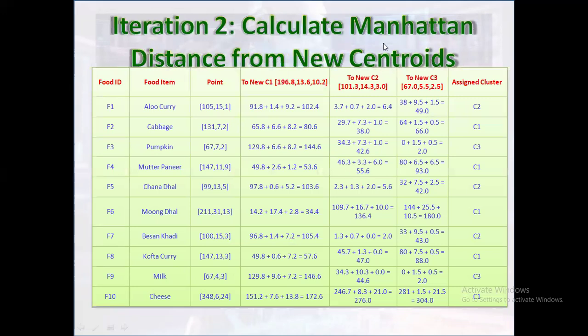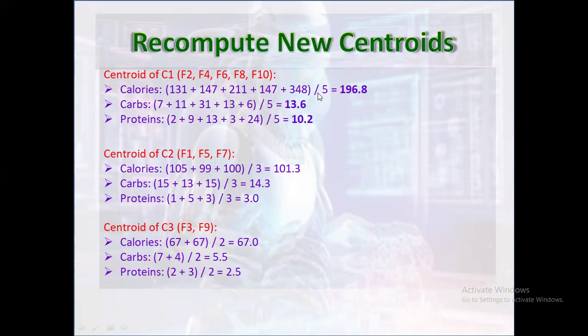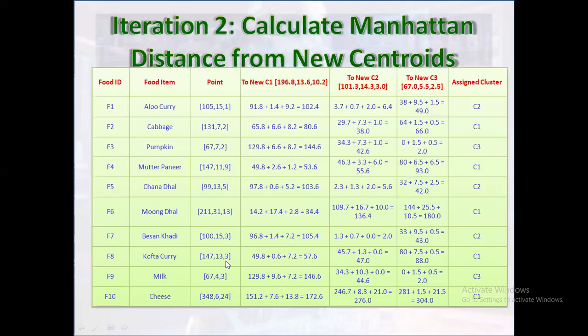So we have to go for distance from the new centroids. With the new centroids, we repeat the distance calculation using the Manhattan formula. This time each food item's distance is calculated to the new centroid positions. Let's take F1 again: 105, 15 and 1. For C1, we take 196.8, 13.6, 10.2. For C2, we consider 101.3, 14.3, 3.0. For C3, we take 67.0, 5.5 and 2.5.